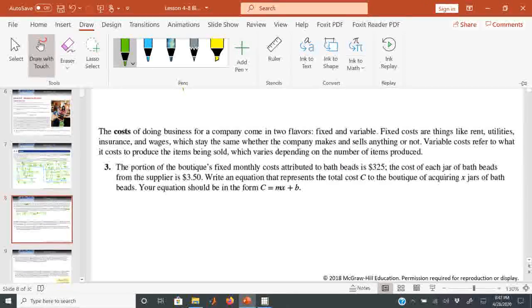fixed costs. Cost of each jar of bath beads from the supplier is $3.50. So the boutique gets it at a really good price, sells it at a much higher price. That's how retail works. So write an equation then that represents the total cost C to the boutique of acquiring x jars of bath beads. Your equation should be of the form C equals mx plus b.